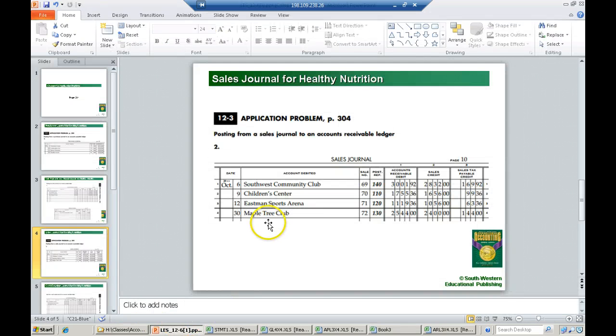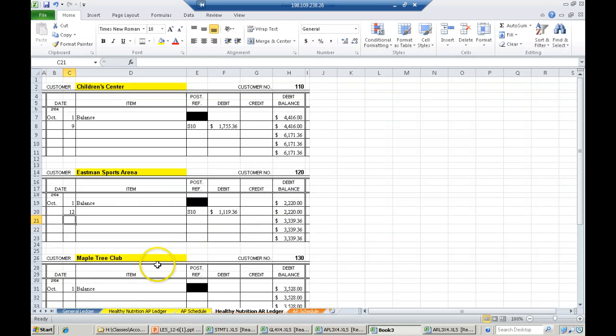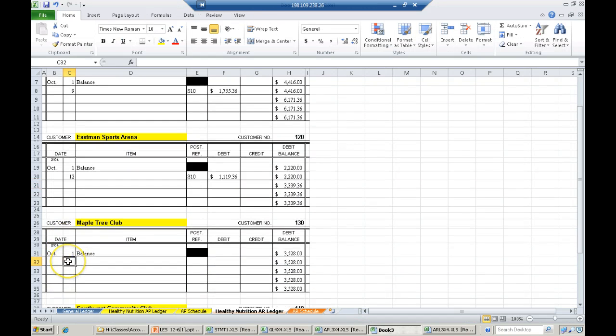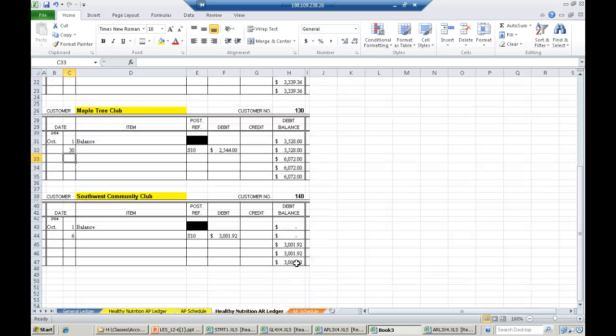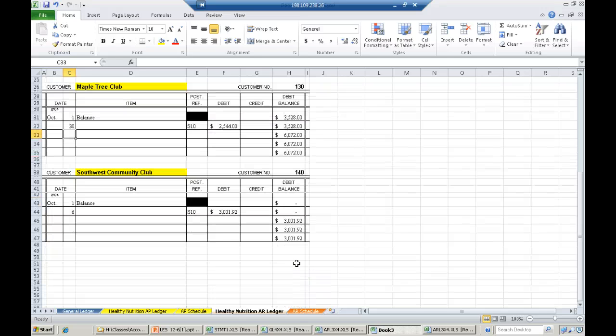Finally, we have Maple Tree Club for $25.44. This was on the 30th. Sales Journal, page 10, for a debit amount of $25.44. Again, it's going to total these automatically for us. So this is what you should have so far as of 12-3.